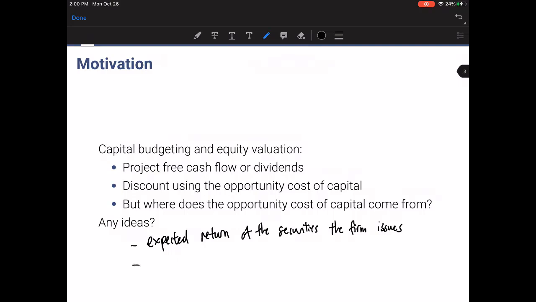We want to come up with an expected return on the firm based on the securities that are issued, and we can definitely come up with this return using the models we have at hand. We have a way to value debt, and we also have a way to value risky assets through the CAPM model. So I'm going to write: use CAPM model to value them.